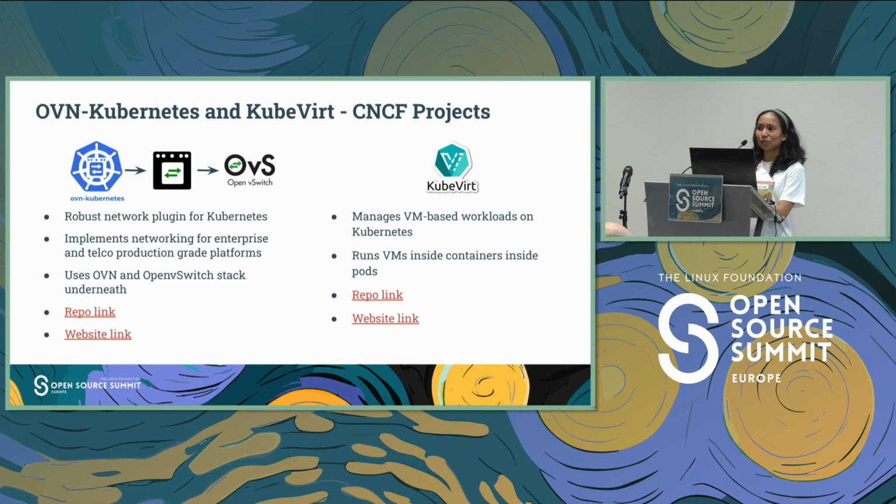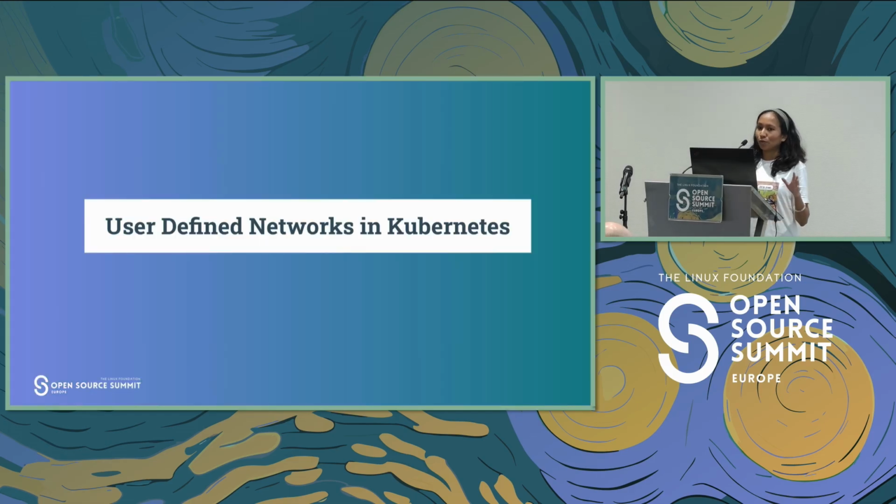And KubeVirt is also an incubation CNCF project. It manages the VM-based workloads for you on Kubernetes, and it's basically letting you run your VMs as containers inside pods. So these projects have come together to now come to the crux of my solution for the talk, which is how do you achieve secure native network segmentation for workloads in Kubernetes?